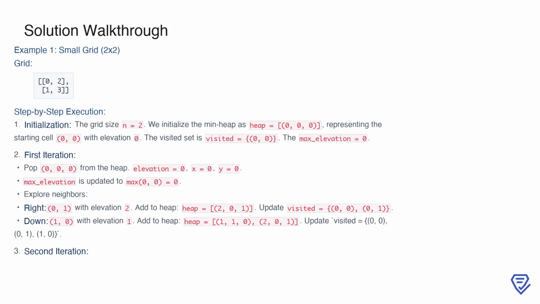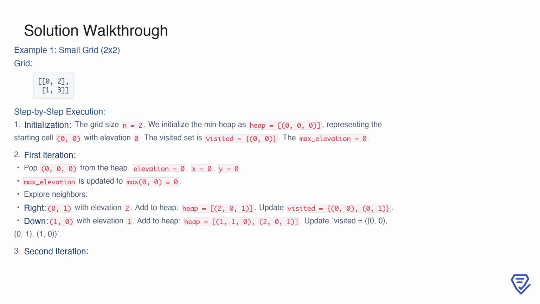Here, we are given a small 2x2 grid. Our goal is to determine the minimum time required to swim from the top left cell to the bottom right cell while navigating through rising water levels. To solve this, we use a priority queue or min heap to simulate the process. The heap is initialized with the starting cell, (0, 0), at elevation 0. We also maintain a set to track visited cells and initialize max_elevation to 0 to keep track of the highest elevation encountered so far.